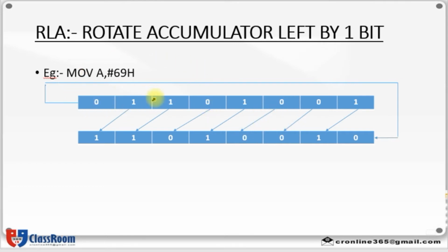So, this accumulator will be finally having the result as 11010010. This can be read as 1101 means D and 0010 means 2. So, accumulator will be finally having the result as D2H.